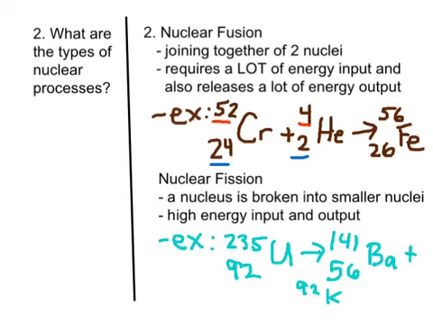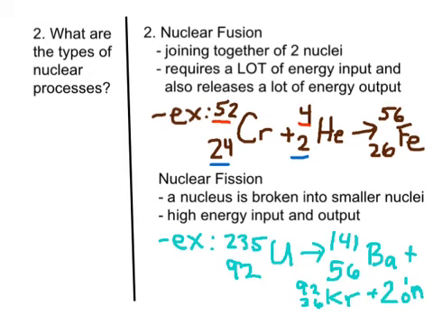Krypton has 36 protons. So we have krypton-92 and barium-141. And we also get a couple of neutrons spit out there as well. So we have two neutrons, where we've got one mass and 0 proton count.